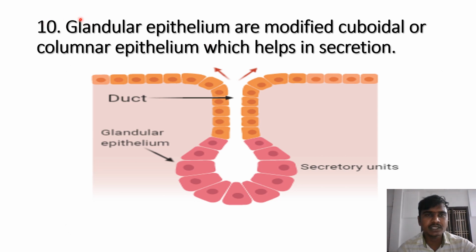Next one, tenth point, glandular epithelium is modified cuboidal or columnar epithelium, which helps in secretion. This is the glandular epithelium. These are the secretory units. So this is the duct.